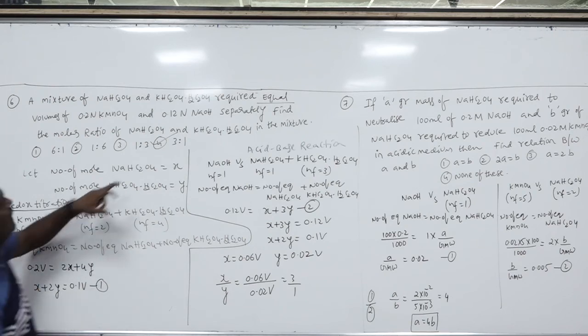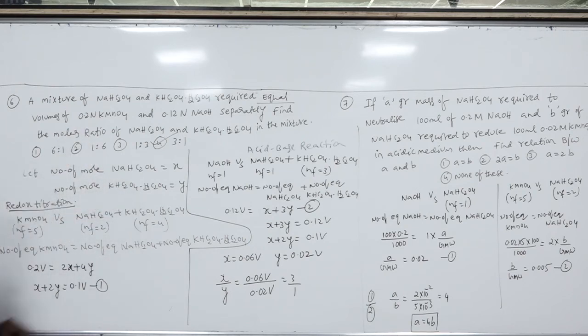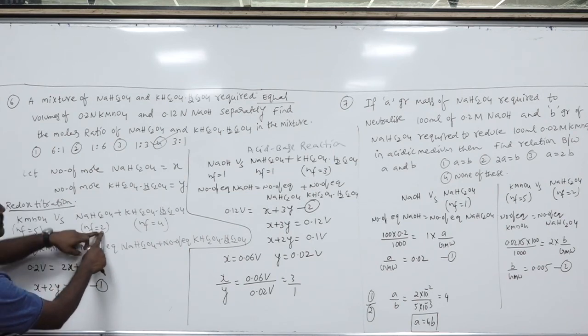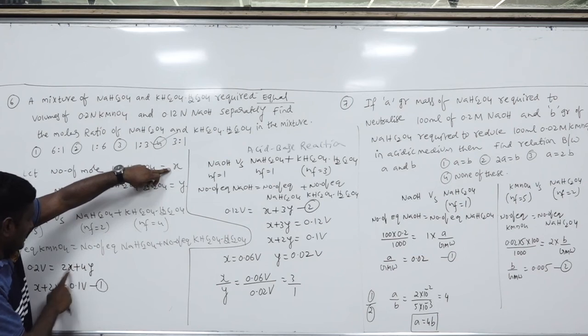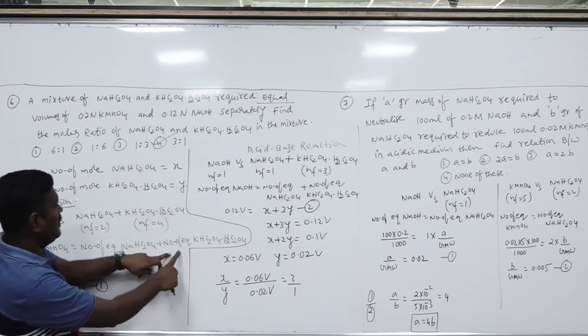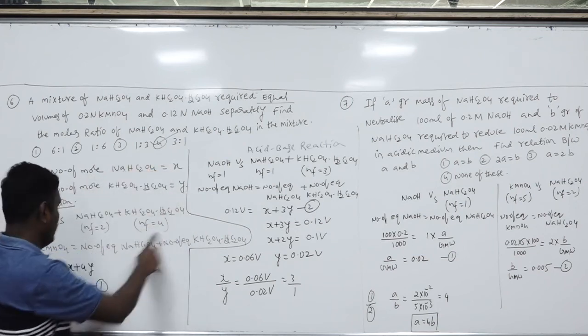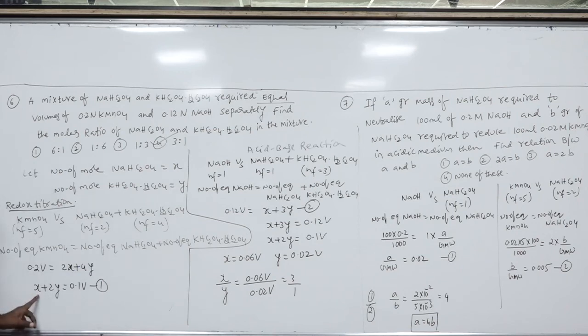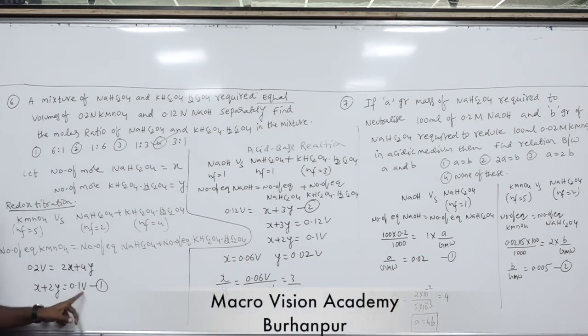Normality given to you for KMnO4 is 0.2. Now the number of equivalents is equal to the number of moles into n factor. The n factor is 2, the number of moles is x, so 2x. The number of equivalents is the number of moles into n factor, that is 4 into y. So 2x plus 4y is equal to 0.2 V liter, equation number 1.